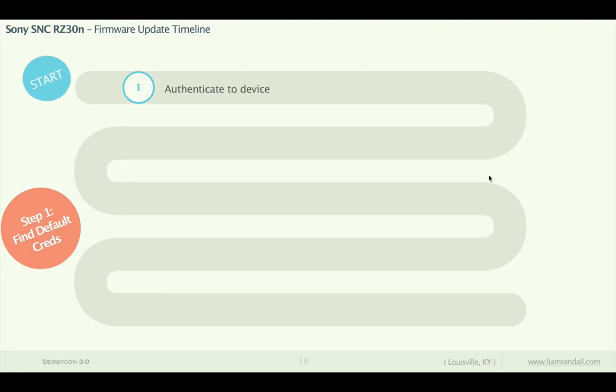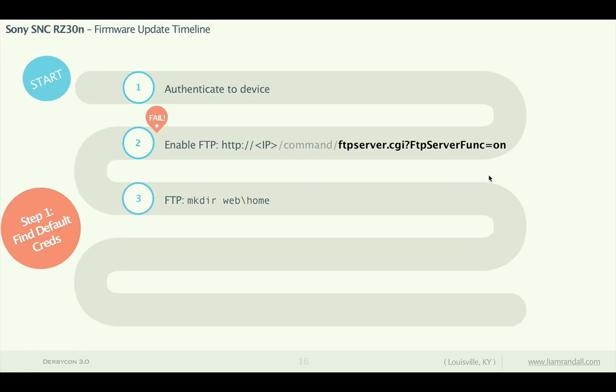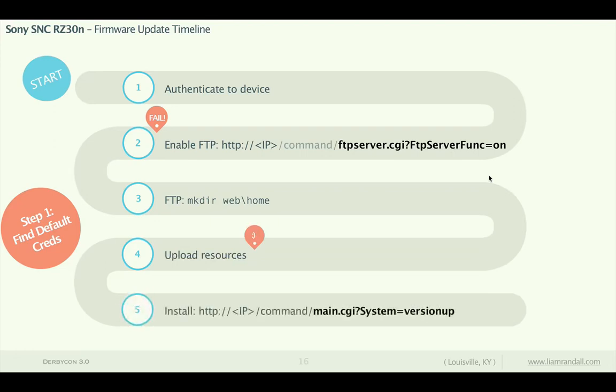So let's take a walk through how the firmware in this device is updated. Again, what we're starting with today is finding a device that has default credentials. The first thing you do is simply authenticate to the device. Then, checking the IP, you can use the CGI commands to remotely turn the FTP server on or off. So if I wanted to upload my payload, I would obviously turn that on. I then FTP to the device and create a web home directory and upload whatever I want the device to end up with. I go ahead and push my resources up, and then I make another CGI call, and then boom, I own this camera.